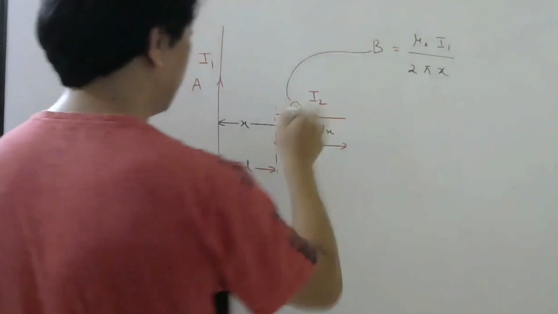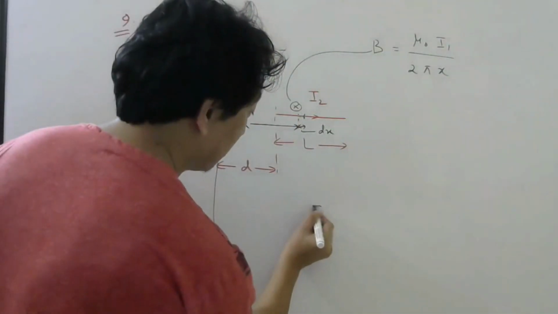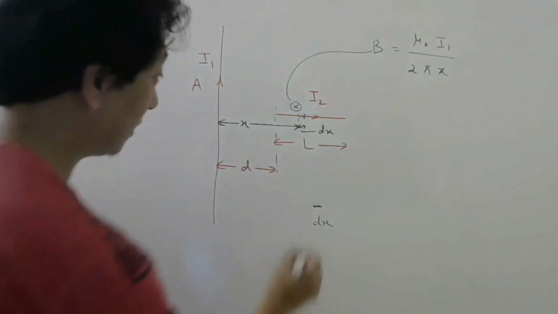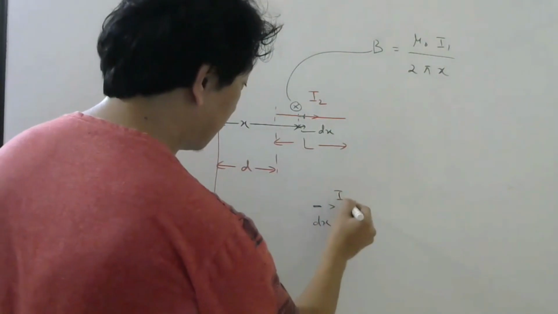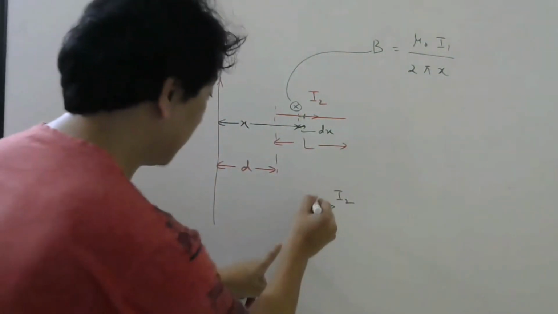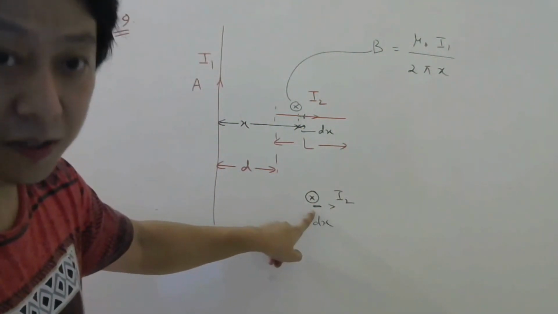Right? This magnetic field will be into the board. Now consider this small part. This small part has length dx. It carries current I2 in this direction, and the magnetic field here is into the board. So this small part can be considered as a straight wire.